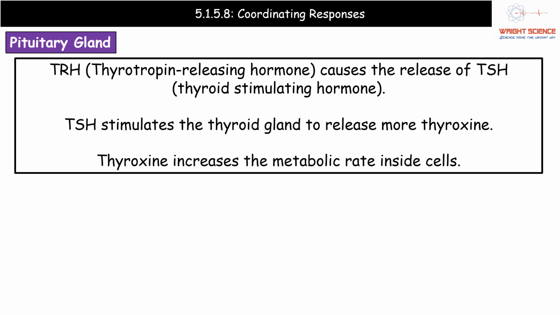Second hormone to be aware of here is TRH, thyrotropin releasing hormone, which causes the release of TSH, the thyroid stimulating hormone, which you may have heard about back at GCSE. Now, TSH, surprisingly, stimulates the thyroid gland. What it's going to stimulate that thyroid gland to do is to release thyroxine. And thyroxine is all to do with increasing the metabolic rate inside the cells. So the cortisol and the thyroxine are basically working together to allow this increased metabolic rate inside cells, which all contributes to allowing that fight or flight response.